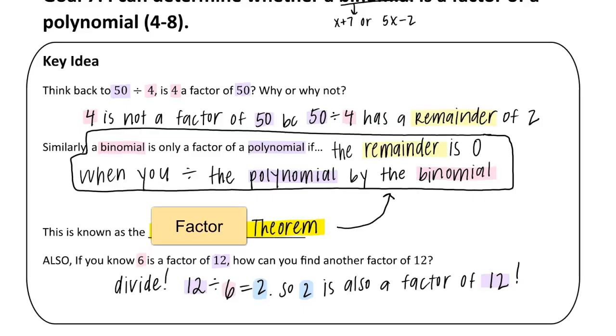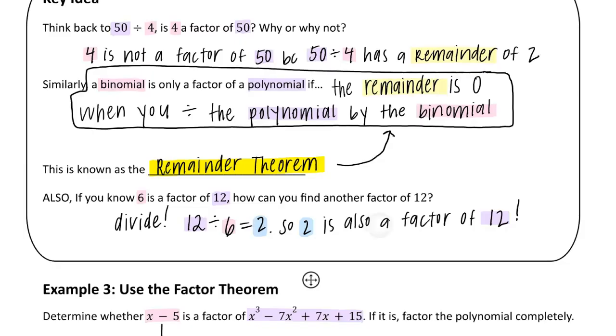All right, so let's apply this to our polynomials now. It says, for example 3, use the factor theorem. Determine whether x minus 5 is a factor of x cubed minus 7x squared plus 7x plus 15. If it is, factor the polynomial completely. So what we just said is that if we divide the polynomial by the binomial, we'll get a remainder of 0 if it is a factor. So what we're going to do is take this polynomial and divide it by the binomial. If the remainder is 0, we know that it's a factor.